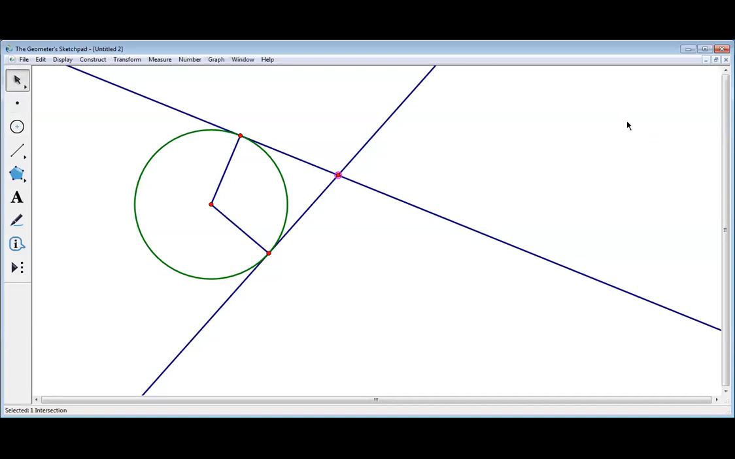Measure the distance from the external point to each point of tangency. Move stuff around. What do you notice? So here's our point of tangency. I'm going to call it point A here.